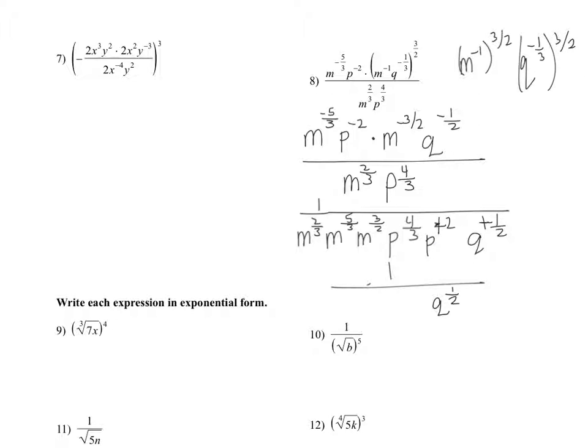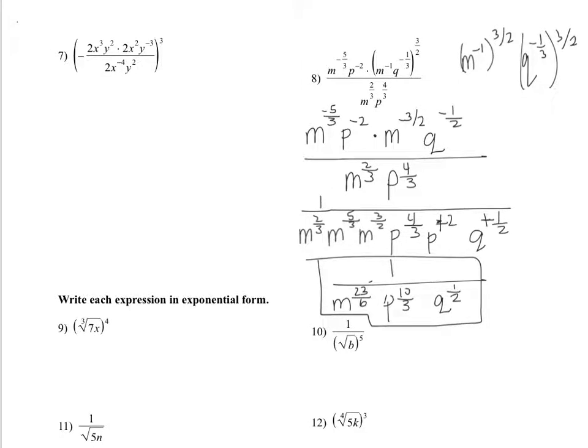Okay, so for the power of m, you should have gotten 23 over 6, and for p, you should have gotten 10 over 3. Okay, so this is your final answer for that fraction problem.